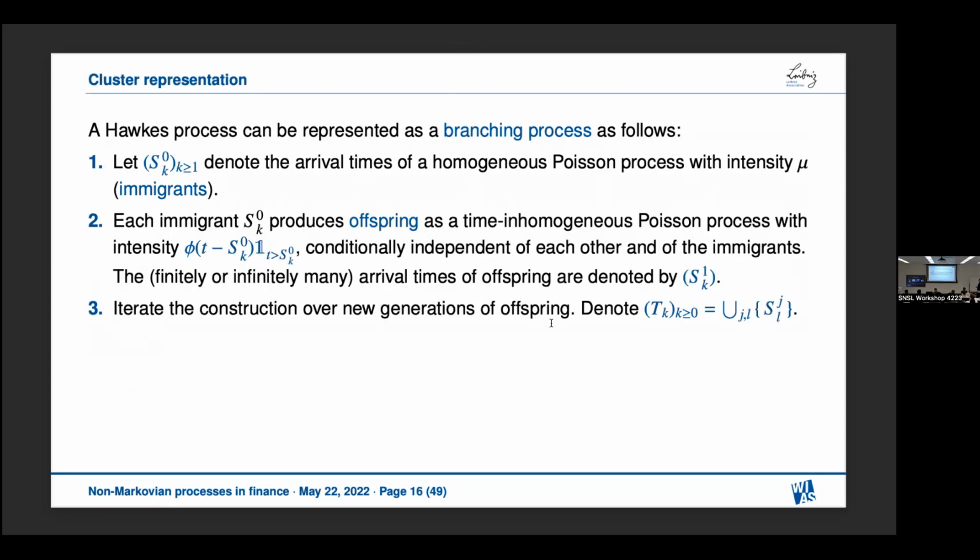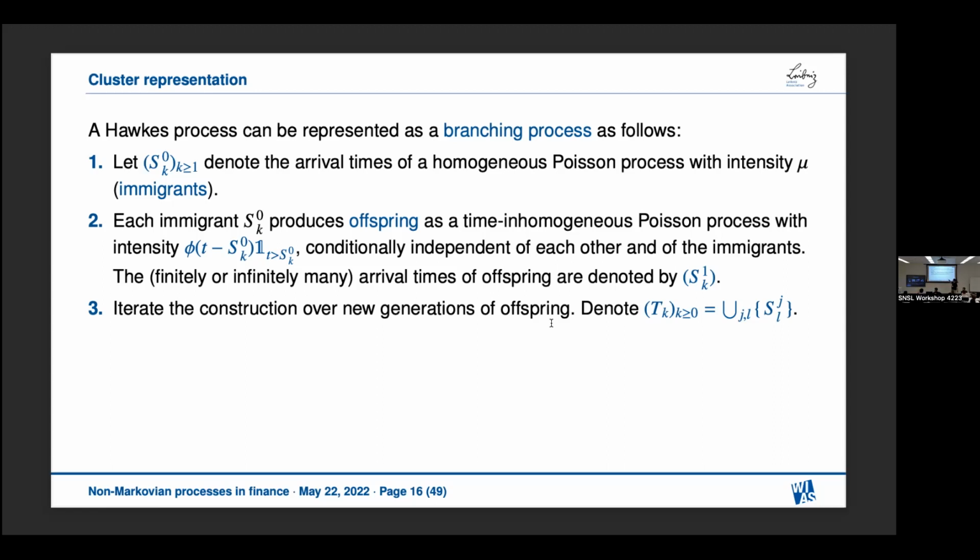Okay, I've talked about clusters, and there is actually an alternative construction of Hawkes processes, which goes in the direction of branching processes. Basically, you have so-called immigrants. Immigrants arrive as a standard homogeneous Poisson process. I don't know who came up with this notion of immigrants and children, but I think it's very classical in branching processes. So bear with me.